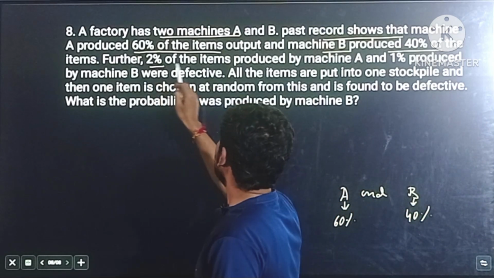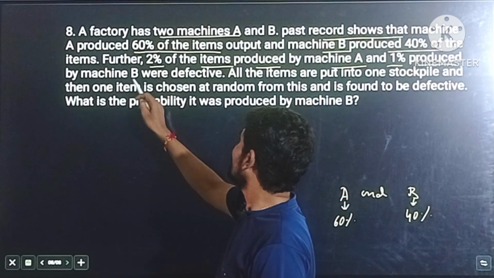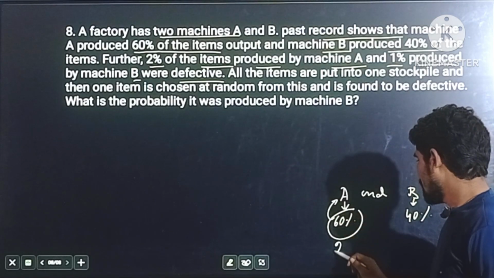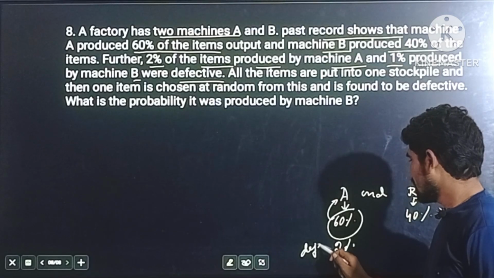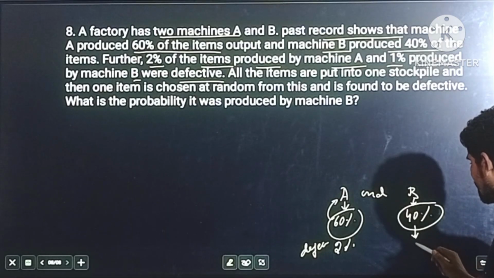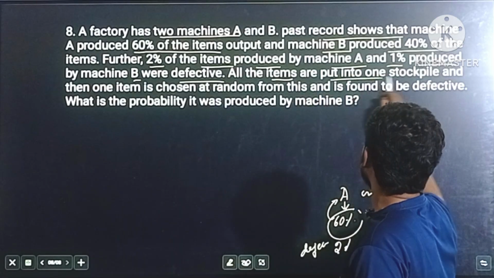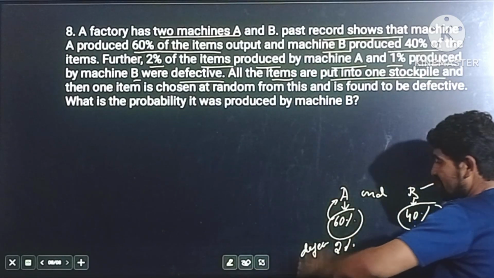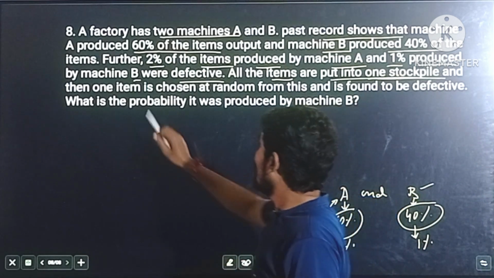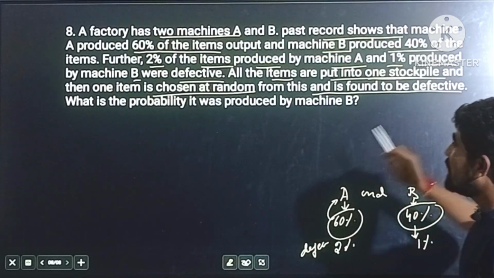Further, it is also given that 2% of the items produced by machine A and 1% of the items produced by machine B were defective. So, out of the 60% of items produced by machine A, 2% are defective. Similarly, 1% of the 40% items produced by machine B are defective. And also here it is given that all of the items are put into one stock file, and one item is chosen at random and it is found to be a defective item.